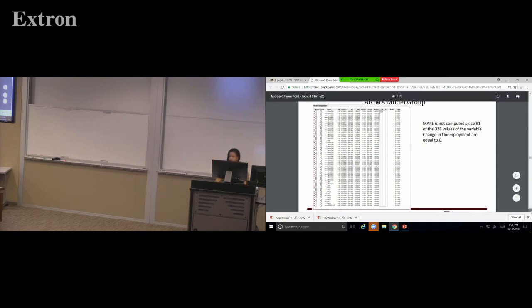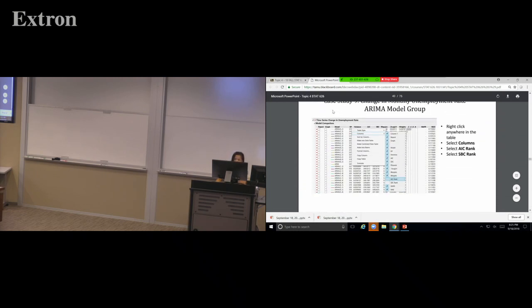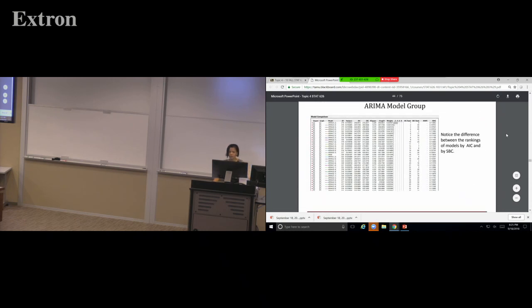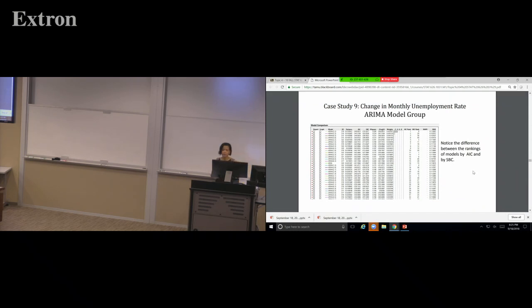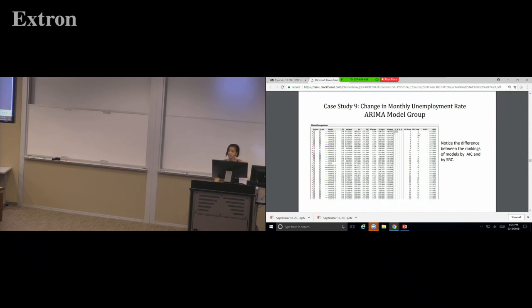So manipulating JMP, all you have to do is click anywhere in the table, select columns, then select AIC and AIC rank and SBC rank. Once you've selected AIC rank and SBC rank, this is the output that you will get. And now we're able to more clearly see what's the difference between the information criteria. So for example, that ARMA 5,2 that gave the AIC rank of first place is really an SBC rank of 9.